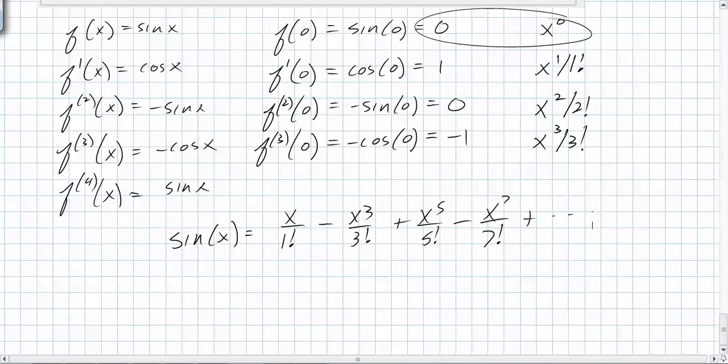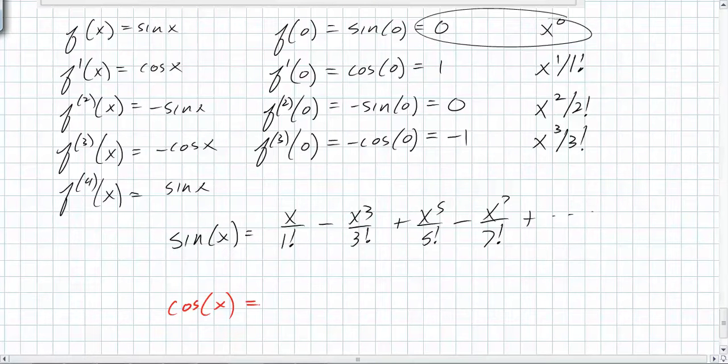So we could do the exact same work but for cosine, right? There's a simpler way, though. What could we do instead? What's one great relationship between sine and cosine? What's the derivative of sine? So if sine is equal to this, let's take the derivative. What's the derivative of sine? Cosine.